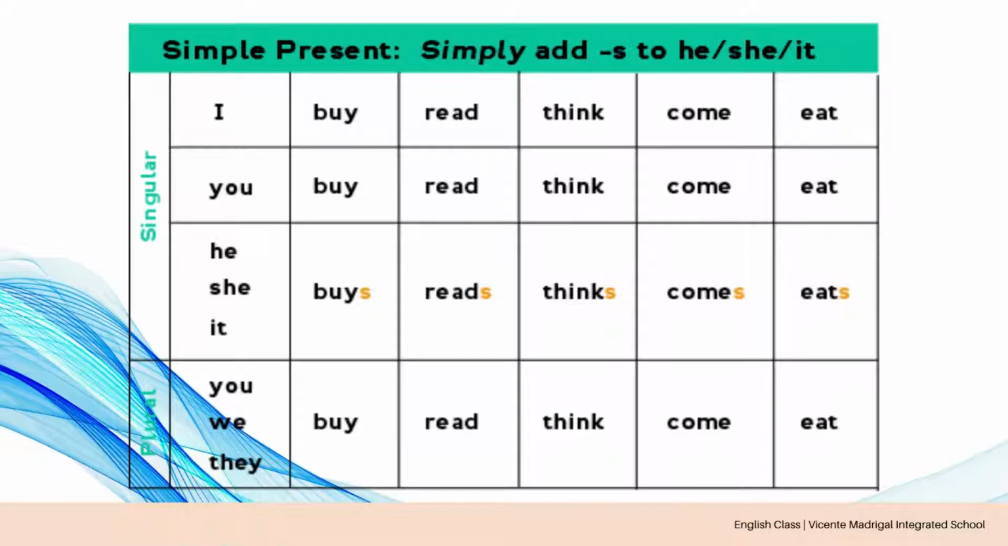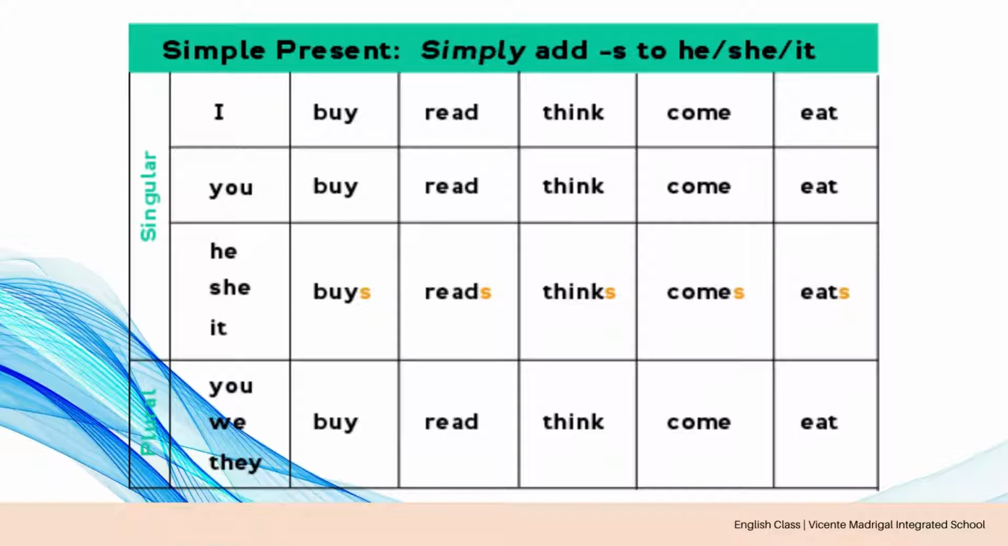Look at the table. The subjects here are pronouns. For he, she, it, singular pronouns, just add s to the verb to form its simple present. He, she, it buys, reads, thinks, comes, eats. I and you, those singular subjects, will take the base form of the verb without s because they are exempted from the rule. They are plural in form but singular in meaning. I and you buy, read, think, come, eat.